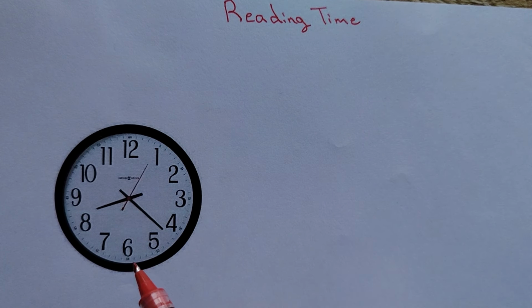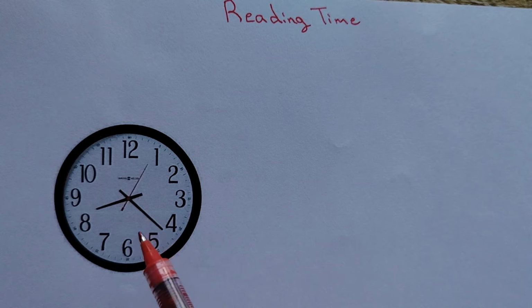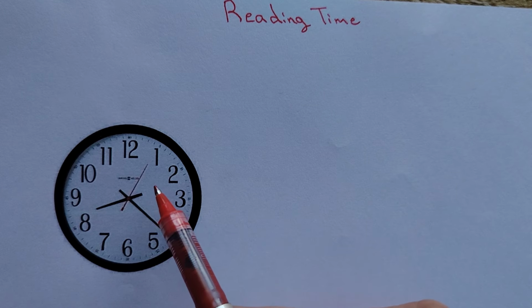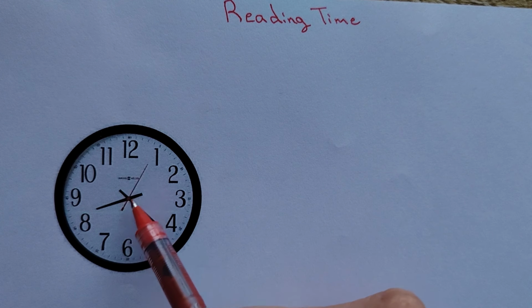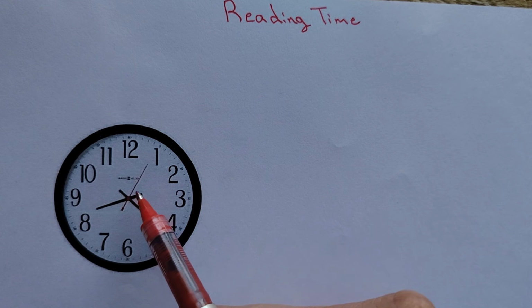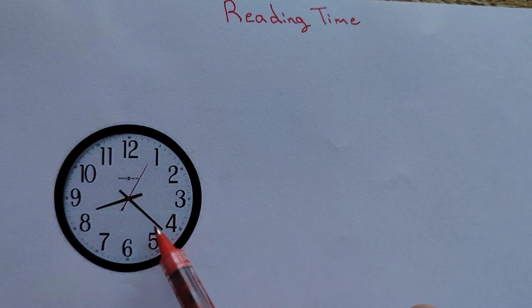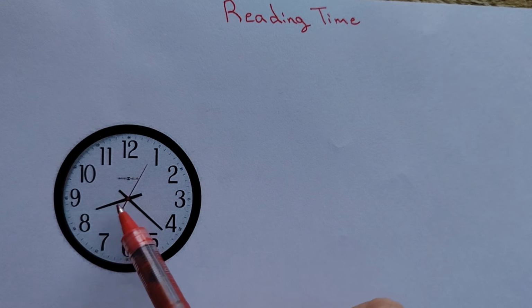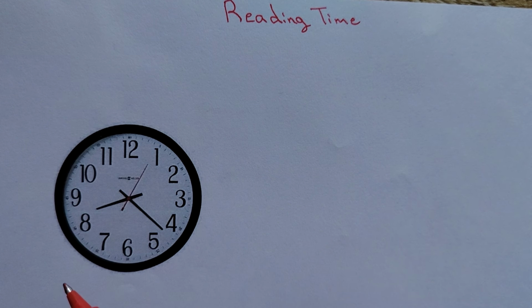In this video, we're gonna talk about how to read time. We have to know on the analog clock, we have 3 hands. The thin one, we call it second hand. The longer one is minute hand, and the short one, we call it hour hand.